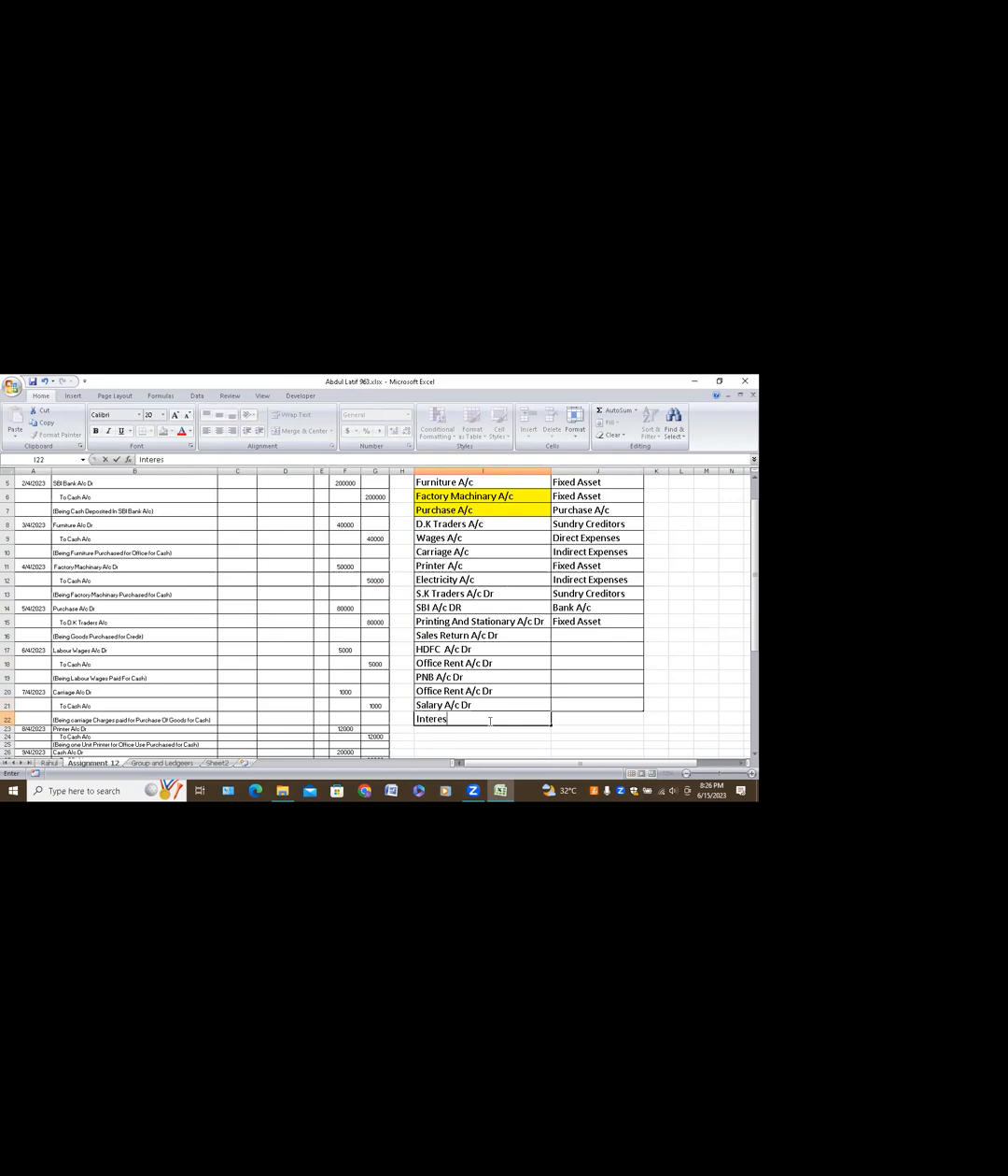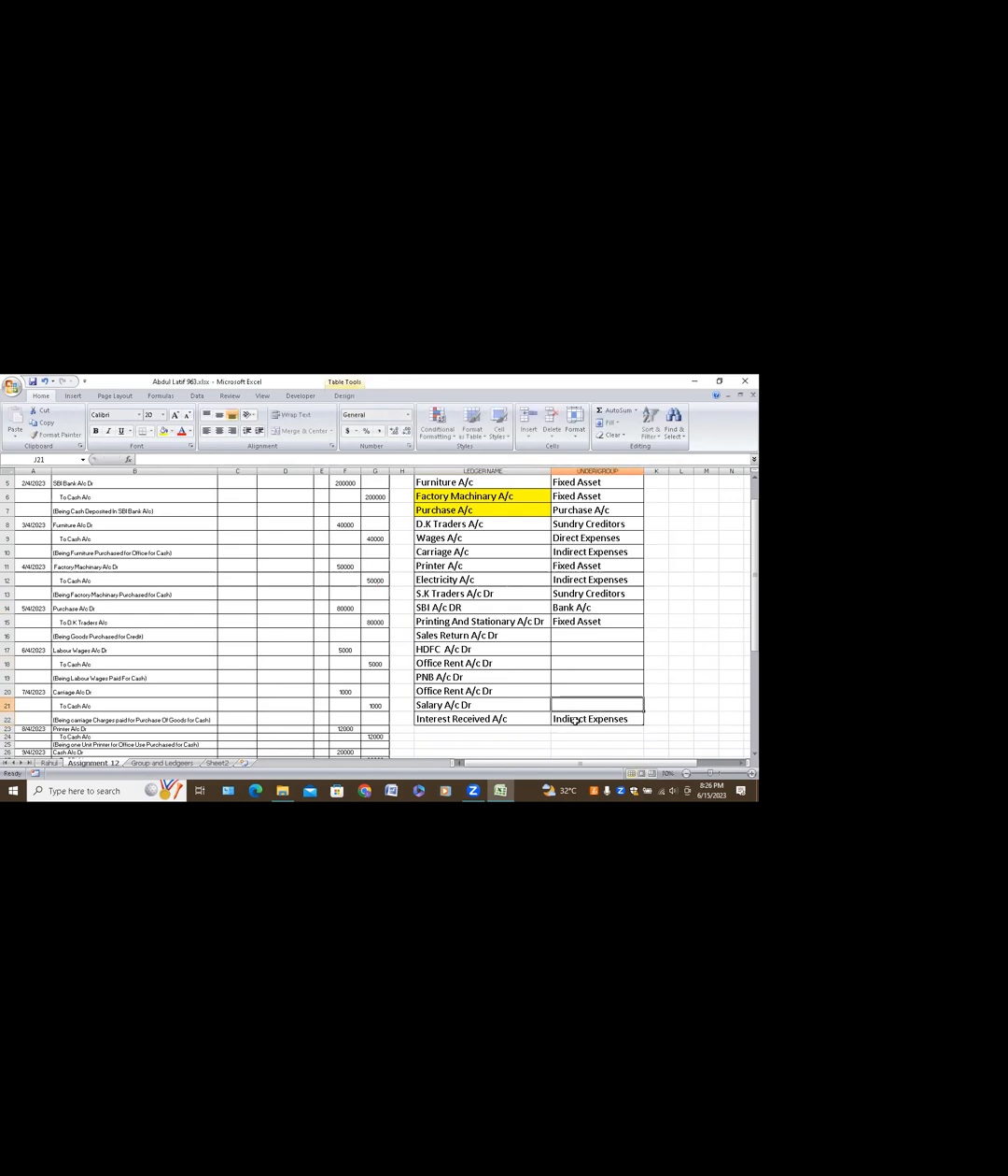Okay. Two things are there. One is the SBI account. The other one is the interest received account. So the SBI account you have taken under bank. Interest received you have to take under income. Got it? Indirect income, right, ma'am? Yes, indirect income. You are receiving interest from the SBI check.